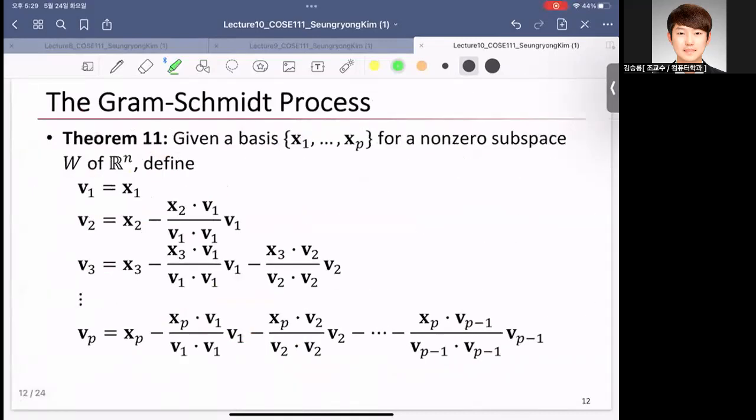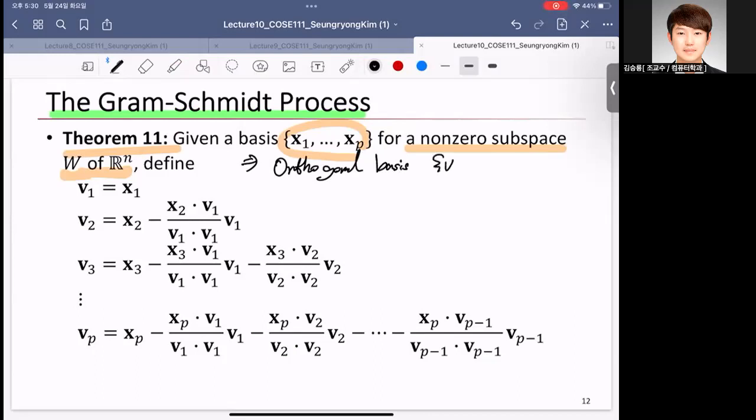Right. Let's summarize, or generalize, the Gram-Schmidt process. Something looks like this. Use theorem 11. Given a basis x1, x2, through xp for a nonzero subspace W of R^n, we want to find an orthogonal basis V1, V2, through Vp.